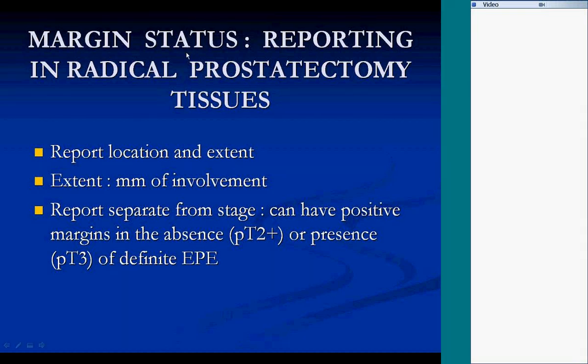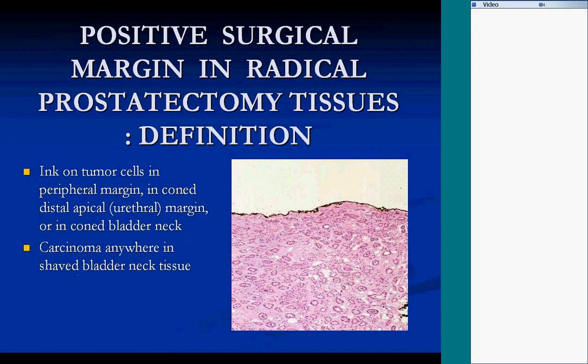Another important point is that margin status is separate from stage except in one circumstance, and that's when there's incision into the gland. So let's talk about that now. Because you can have a positive margin in the absence of what we call pT2+, and that's not in the new TNM scheme, or in the presence of pT3 with definitive EPE. So what are the definitions of a positive margin?